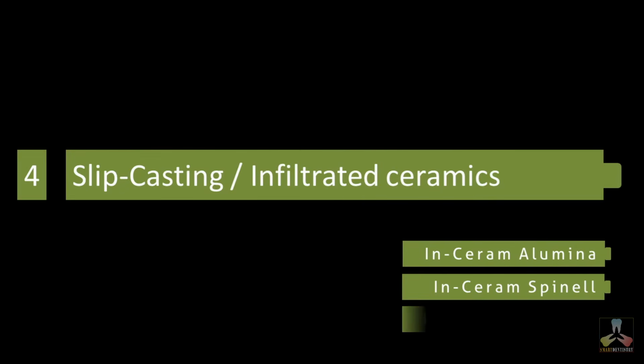The next technique is slip casting, or infiltrated ceramics technique. The term slip casting resembles a casting procedure, but it has no relationship with the casting procedure. In this technique, a low strength core of ceramic is made and it is then infiltrated with glass to strengthen it. That is why it is also called infiltrated ceramics. The popular term In-Ceram represents the slip cast ceramics. Alumina, spinel, and zirconia restorations can be made using this technique.